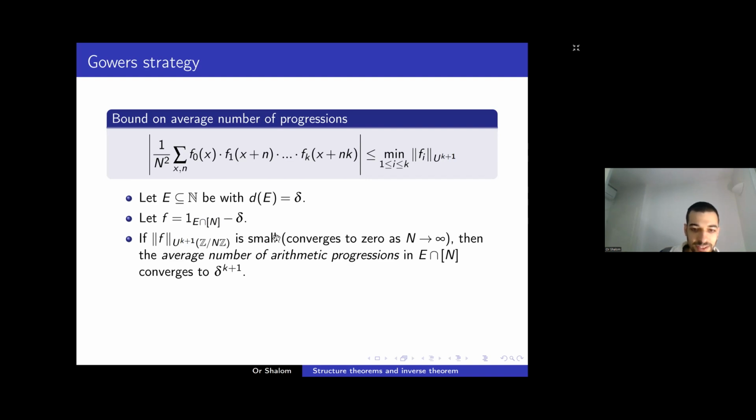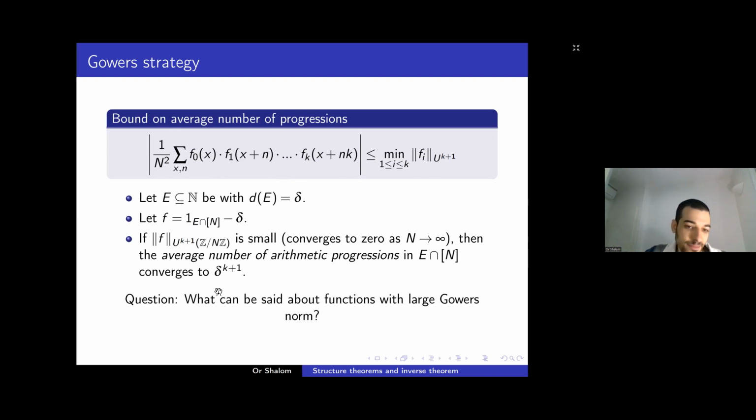So what we get, if this is small, converges to 0 as n goes to infinity, then the average number of arithmetic progressions in our set, which is what you get if you plug in the characteristic function instead of all of these functions, converges to what you get if you plug in just delta instead of all of these functions, which is delta to the k plus 1. So if the uniformity norm is small, then the number of arithmetic progressions is roughly as much as you would expect from a random set. Okay, so if it's small, we have a lot of arithmetic progressions.